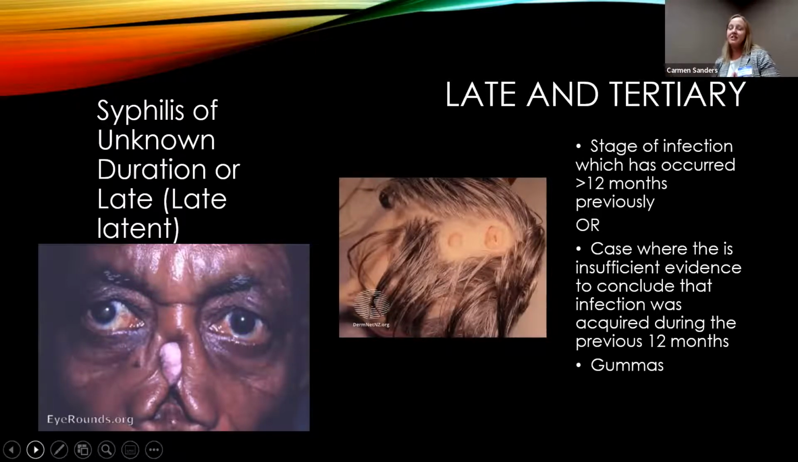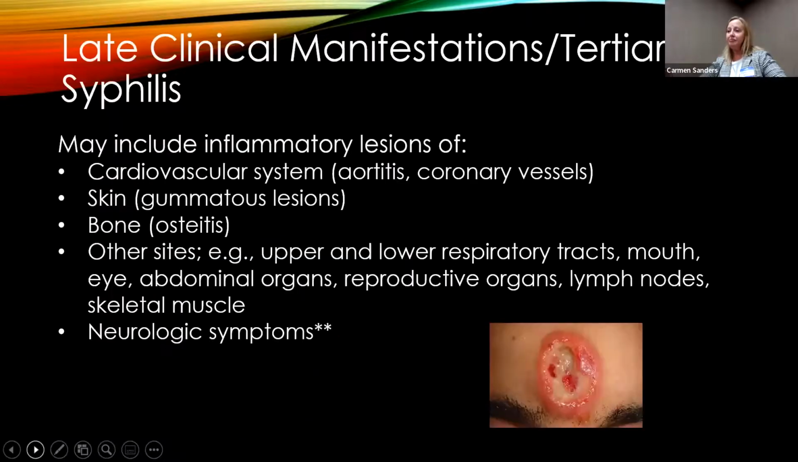if we don't treat that syphilis infection properly, that syphilis can go ahead and evolve into a late or a tertiary case of syphilis. So again, it's a stage of infection that has occurred more than 12 months in the past. And a lot of times you will see, and this usually takes quite a while for these gummas, skin growths, I guess I'll call them, to appear. Let's go ahead and go to the next slide.